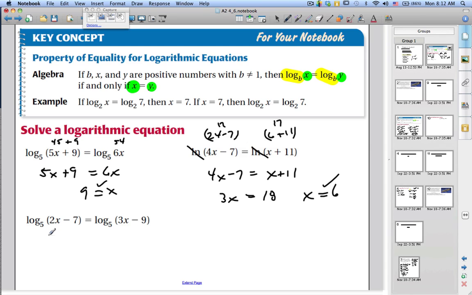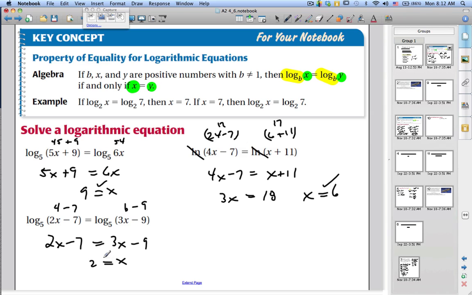But as we look at this one, I have 2x minus 7 is equal to 3x minus 9. And if we subtract 2x, I'll get x. And if I add 9 to either side, x is equal to 2. And if I plug this back in, I'll get 4 minus 7. And over here, I'll get 6 minus 9. And you might think, well, negative 3 is equal to negative 3. That's fine. But the problem with it is I can't take a logarithm base 5 of a negative number. There is no power that I can take 5 to that would equal negative 3.